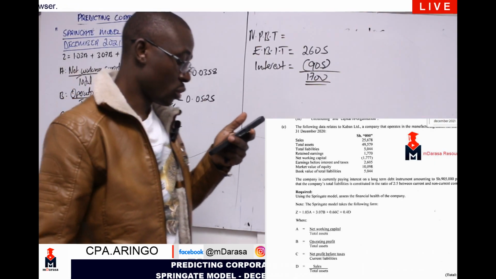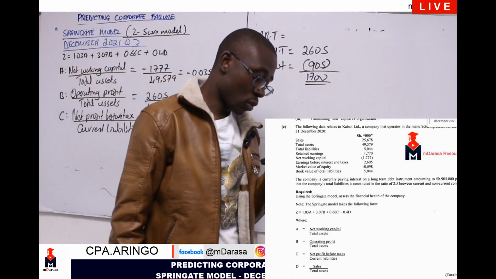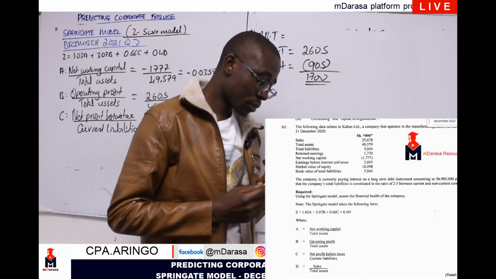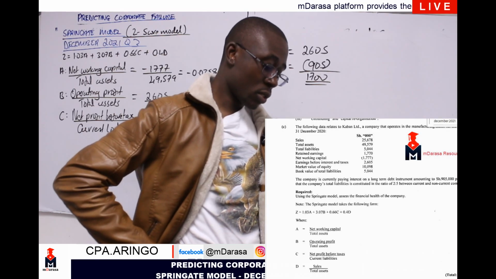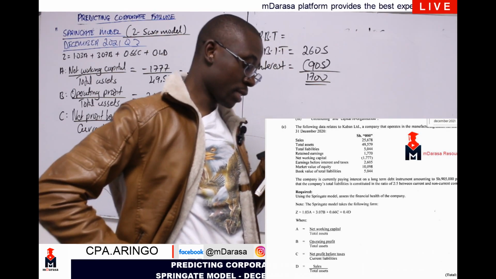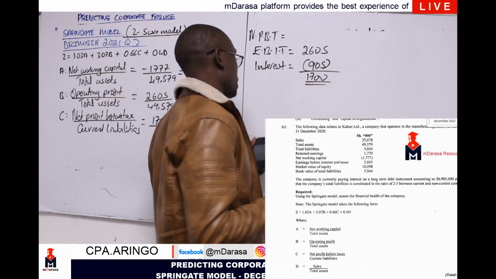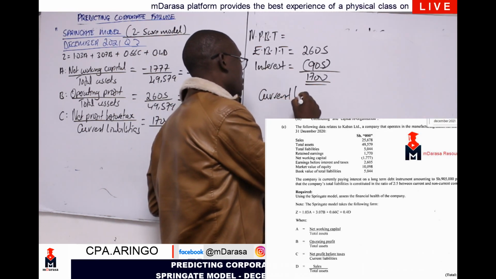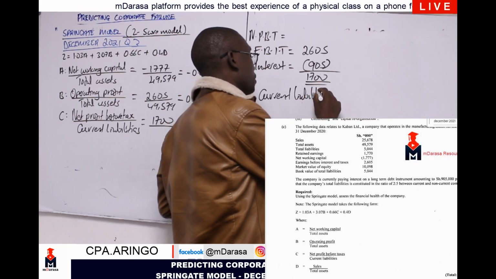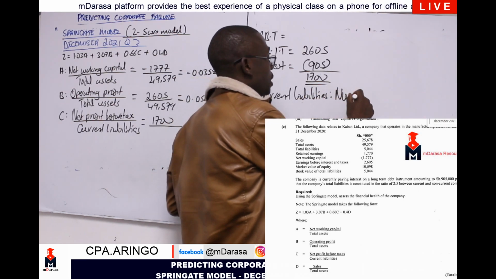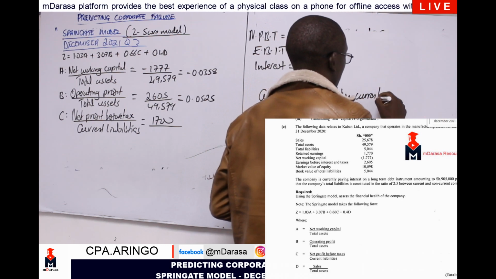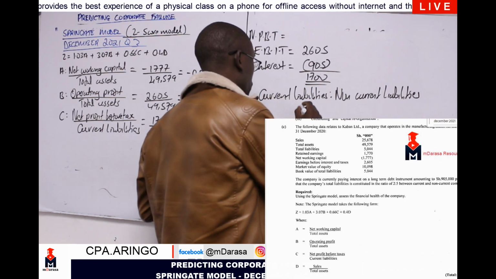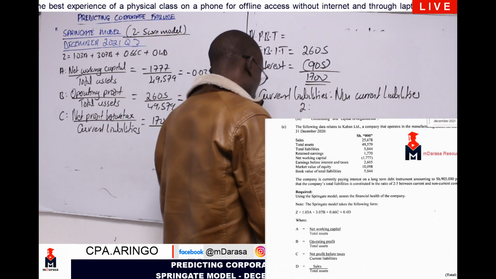Current liabilities, what were we told? We are told in that note that per year in the company, 905 per year, that is interest. The company's total liability is constituted in the ratio of 2:5 between current and non-current liabilities. So current liabilities to non-current liabilities, we are given this ratio of 2:5.